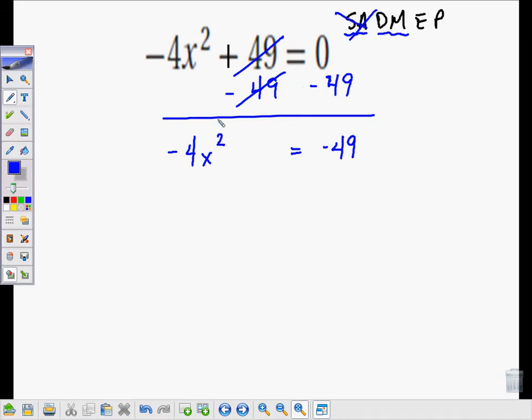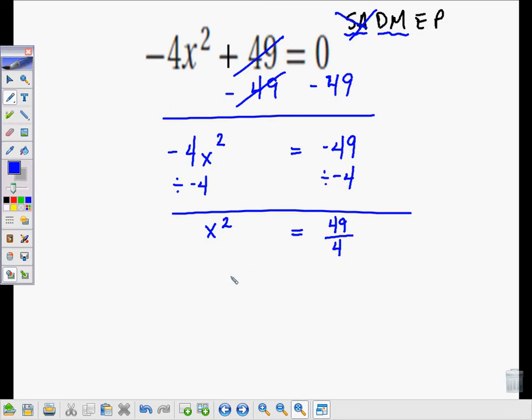Now I work on getting rid of multiplication and division. So my multiplication is happening with the x squared times negative 4. So I will divide by negative 4. And that leaves me then with just x squared on the left. And on the right, I've got a negative divided by negative, which comes out positive. And I'm going to leave that as a fraction because I can take square roots of fractions pretty nicely by hand. So that leaves me with a positive 49 over 4.